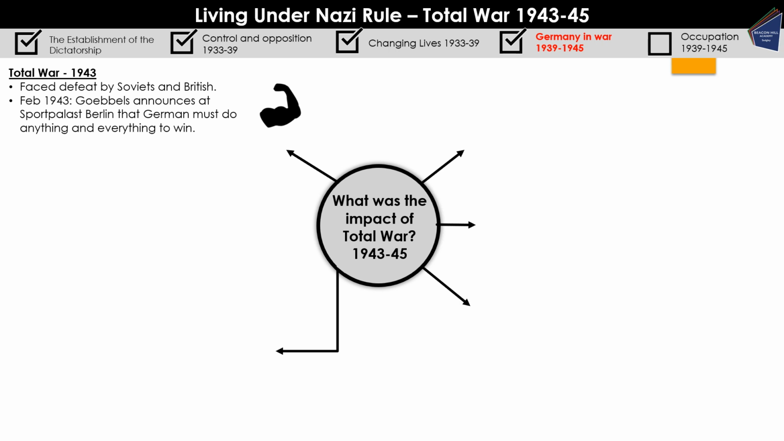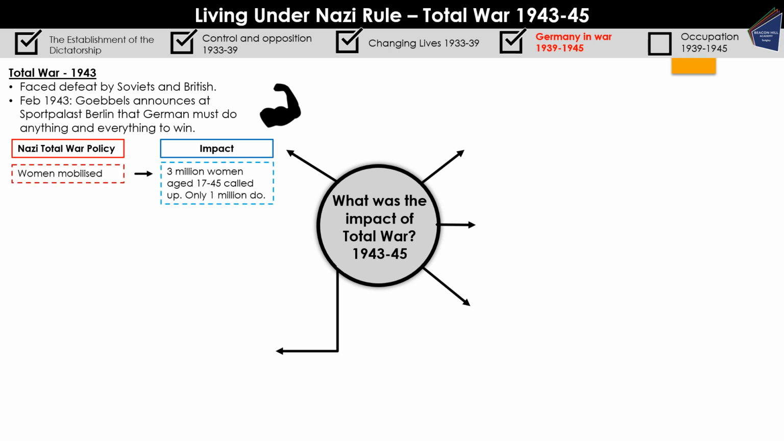In February 1943, Goebbels announces at the Sportspalast in Berlin that Germany must do anything and everything to win. And that is this definition, really, of total war, throwing everything you can at the war effort. So let's have a look at the Nazi total war policy, and the impact of these measures.